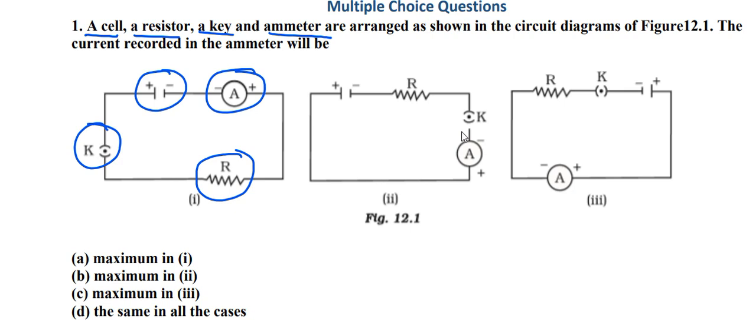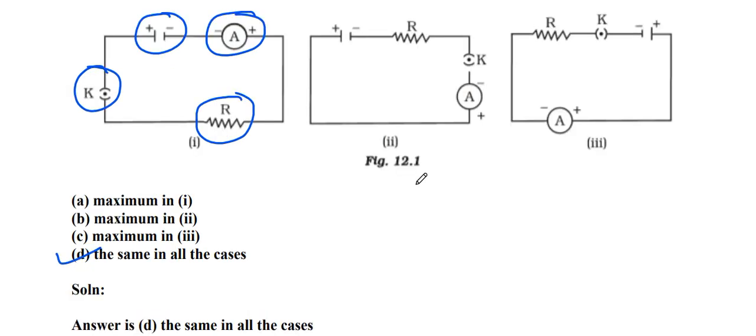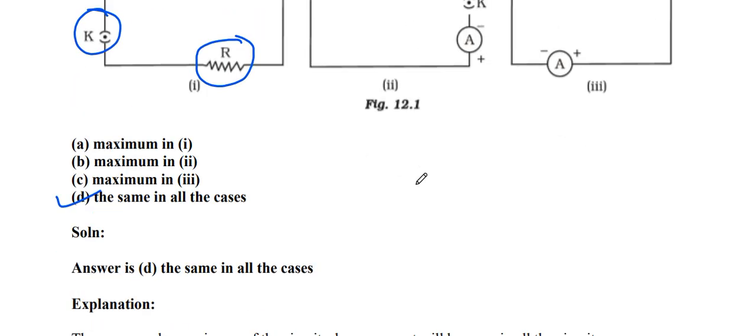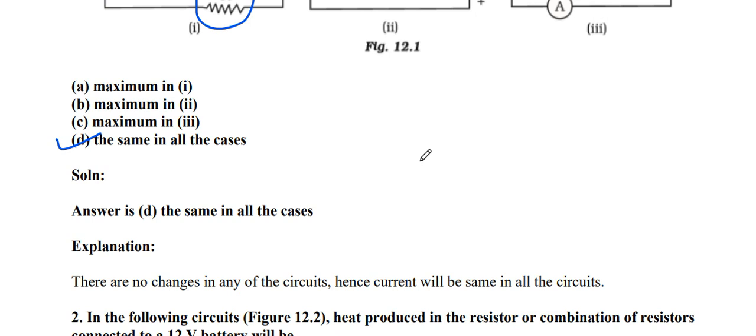So we will go with option D. Why will you take option D? The same in all cases. Why? There is no change in any other circuit, hence the current will be the same in all circuits. If there is no change, then it is very clear that the current will be the same in all circuits, right?